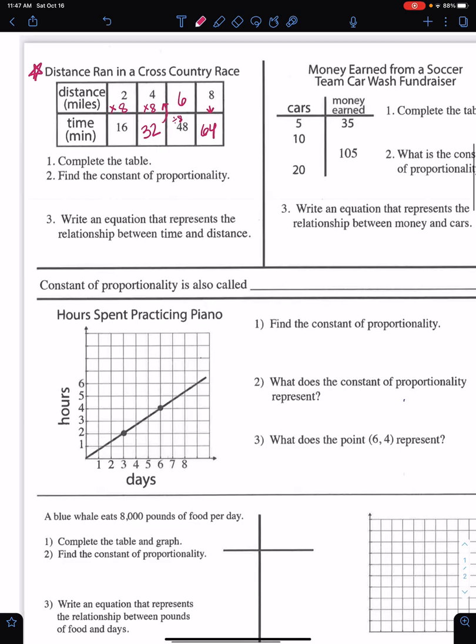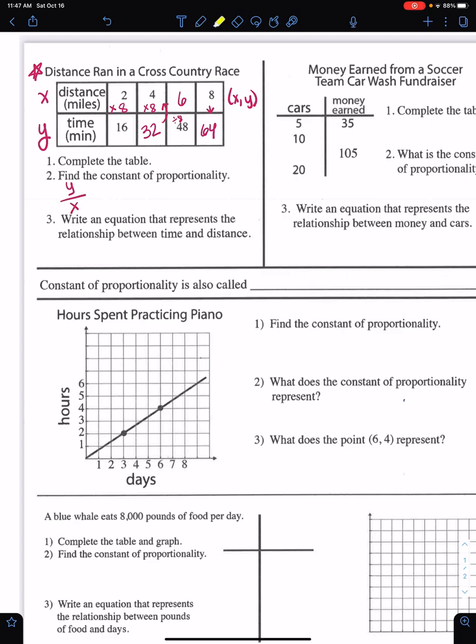When you have a table, you can think of the first set of numbers as your x values and the second set of numbers as your y values. So when we're making a graph from a table and we're doing our points x, y, then that first number is the x value and the second number is the y value. We can also use that to find the constant of proportionality, which is the y over the x.